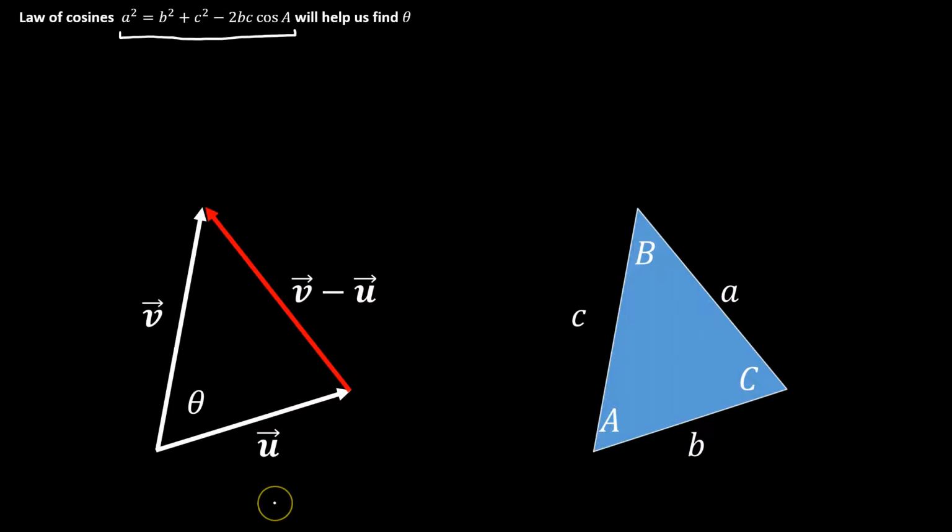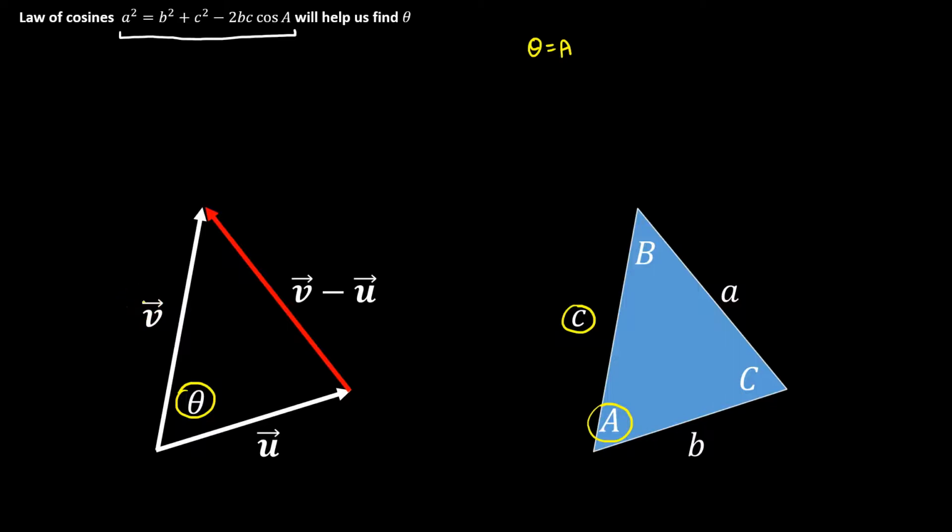I want to make substitutions so that I can use the law of cosines without using a, b, and c. Instead, I want to use the vector v, the vector u, and the vector difference v minus u. So let's make some comparisons. First thing we might notice is that the angle A is in the same position as what we're calling theta. So we can easily replace theta with A.